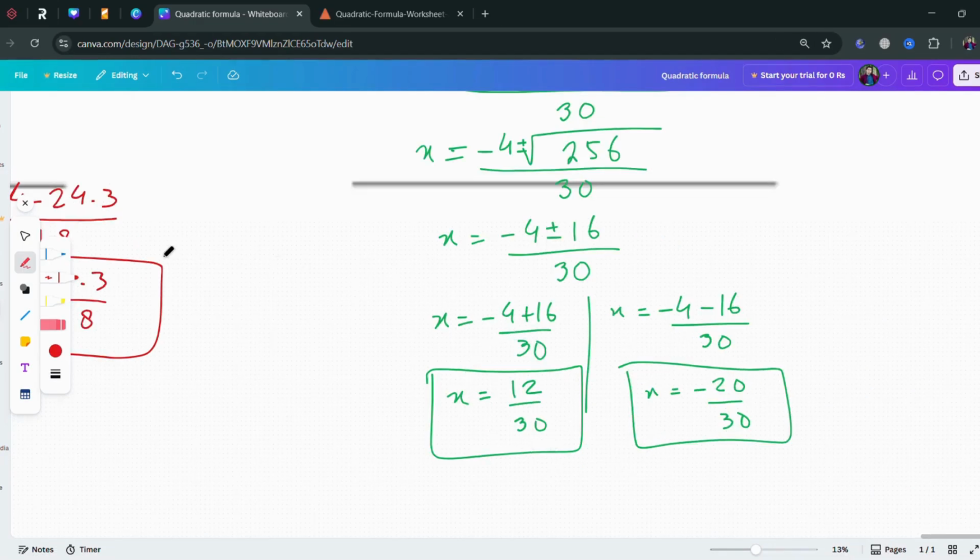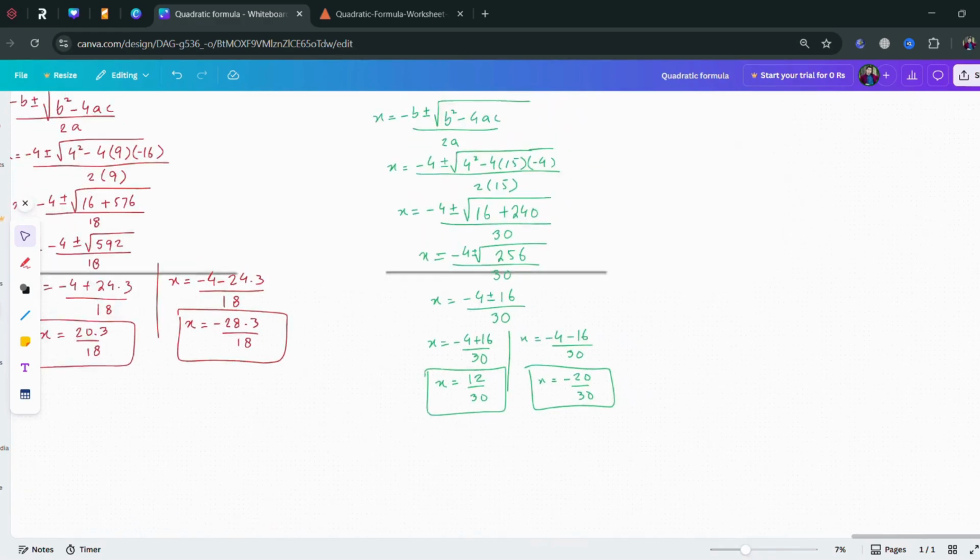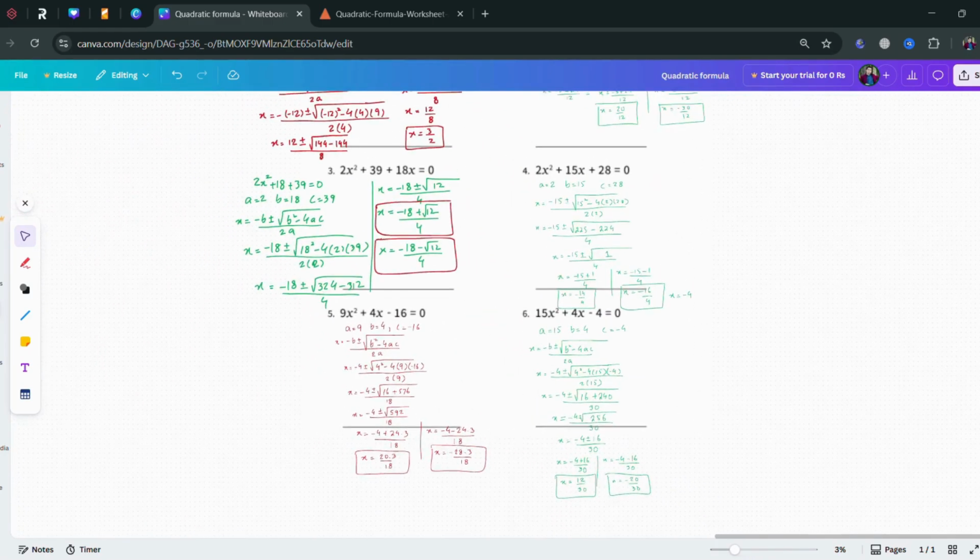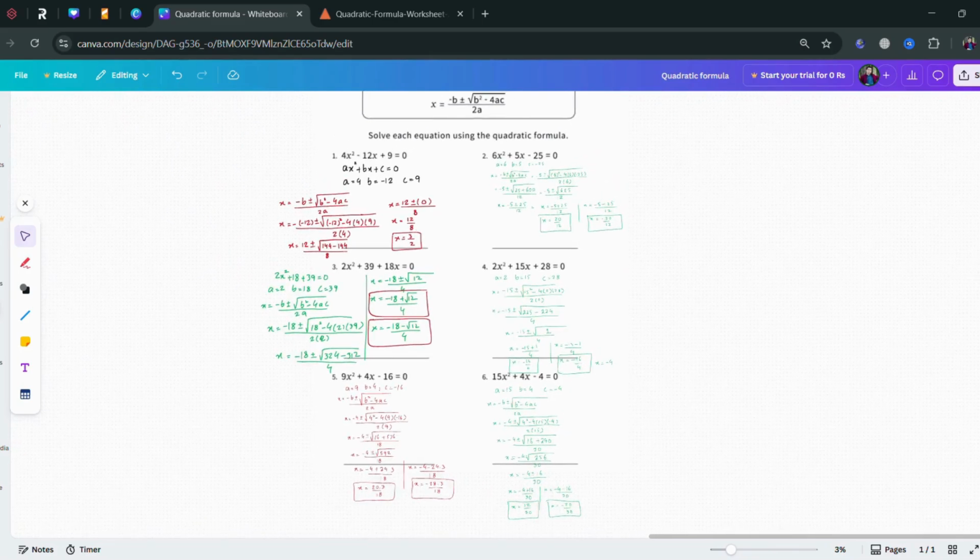So guys, I've solved all the questions over here now. So you can even have a look at all the questions available over here, question 1 till question 6, and I hope you understood the whole lesson about the quadratic formula, solving quadratic equations using the quadratic formula.